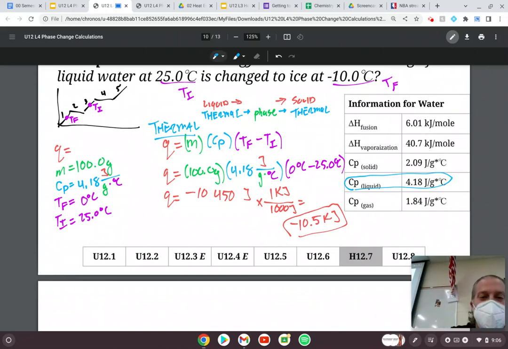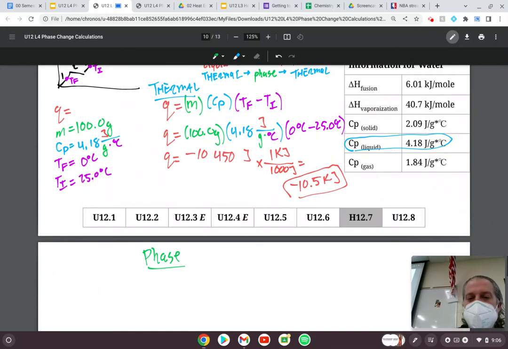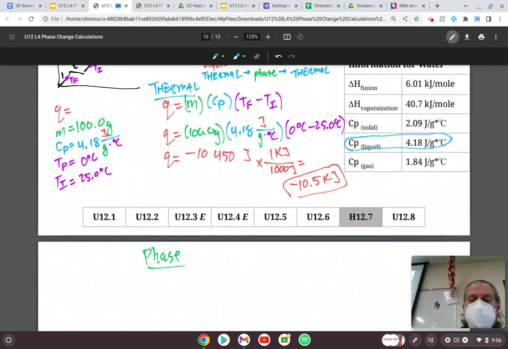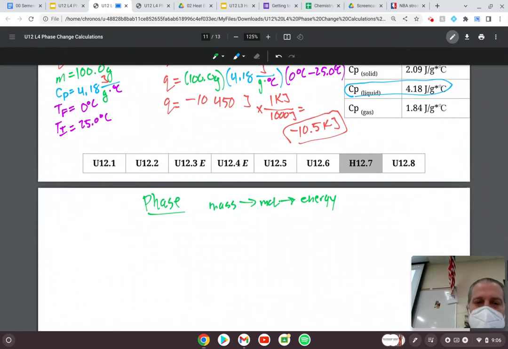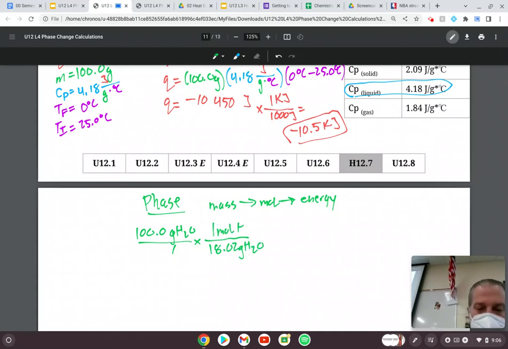So my next calculation will be a phase calculation, which is the one we just learned about today. And again, that's going to go mass to mole to energy. I'm going to start with the 100 grams of water. We've already calculated in this lesson the molar mass of water, so I'm not going to redo that, which is 18.02 grams of water in 1 mole of water.